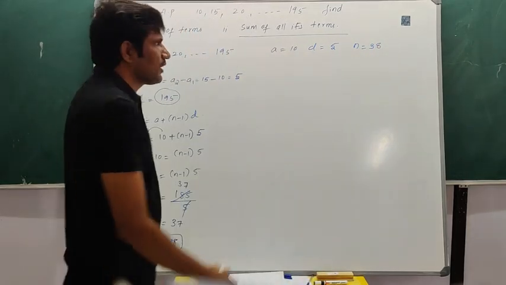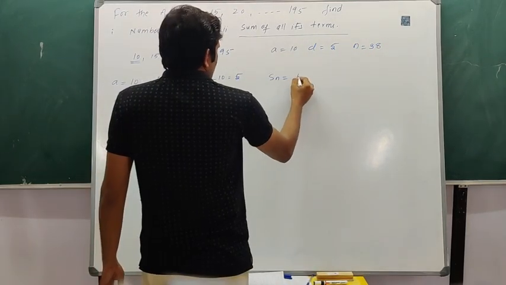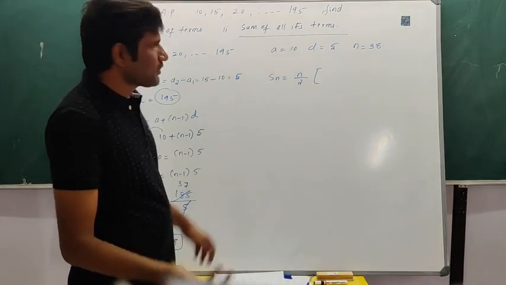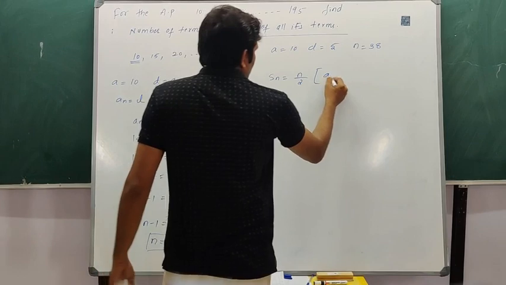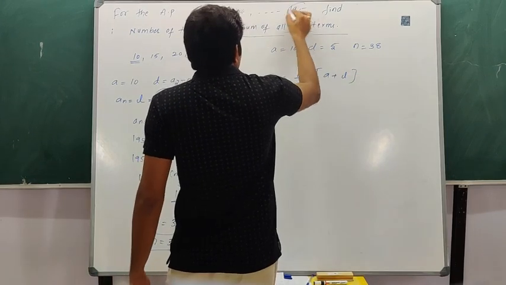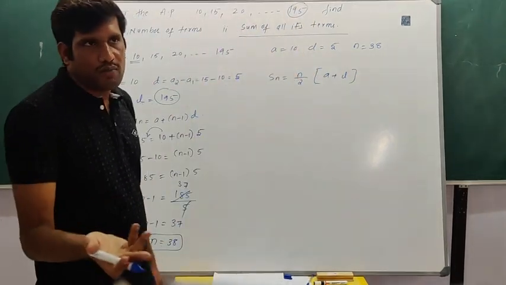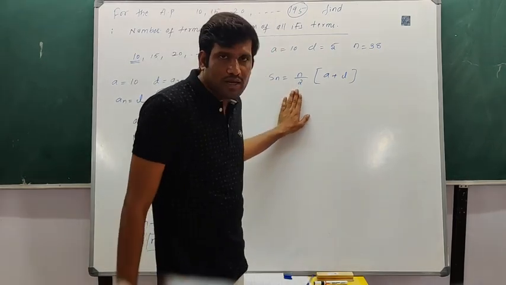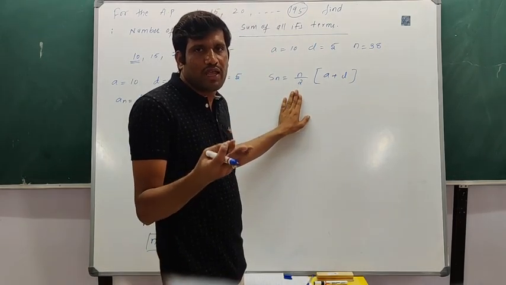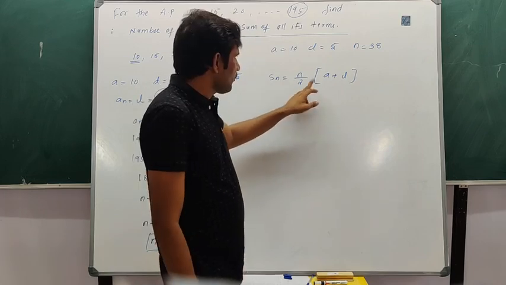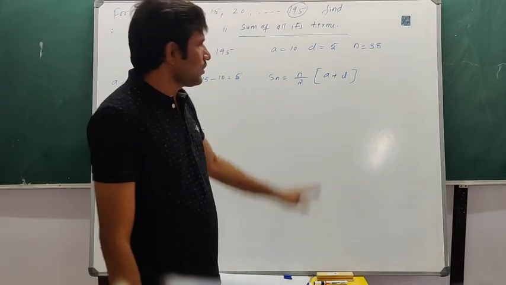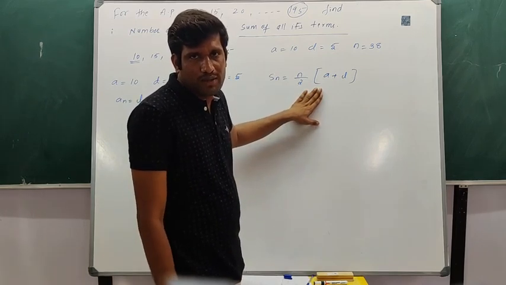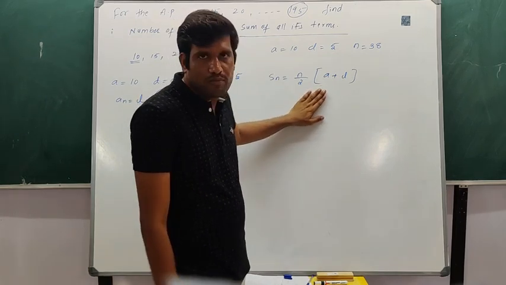Right? So by using the Sn formula, what is Sn? It is n by 2 into bracket 2a plus n minus 1 into d, as well as another formula, n by 2 into bracket a plus l, since we know the last term. We can use any formula, but here we know the values of a and l, so this will minimize the time. The other formula will take more time to simplify.